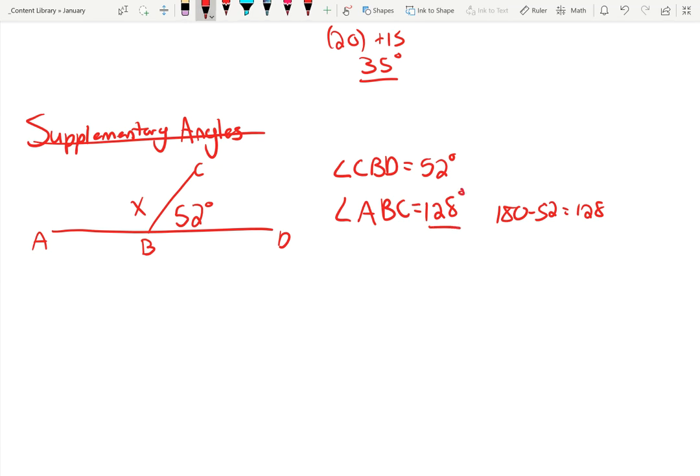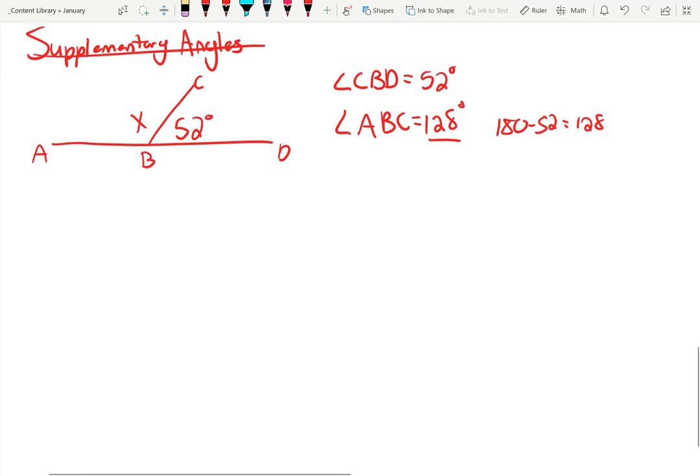Of course, if you add them up together, you have 128 degrees plus 52 degrees, then you have 180 degrees, which makes that straight line. So it's just the same. Just take the difference, and you can find your answer. So let's try another one.